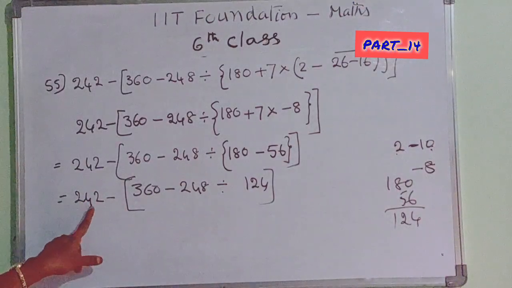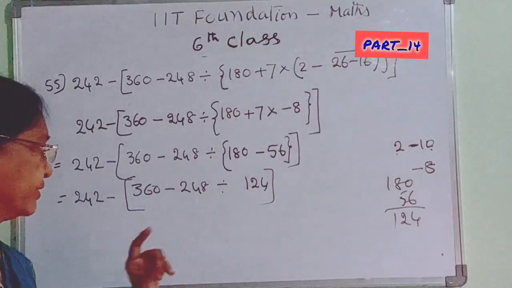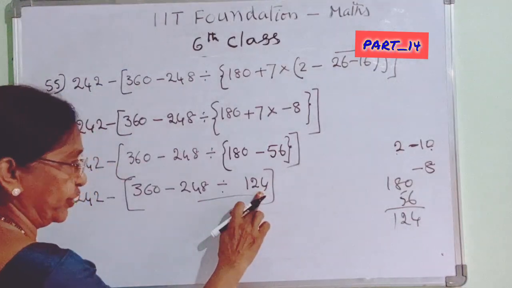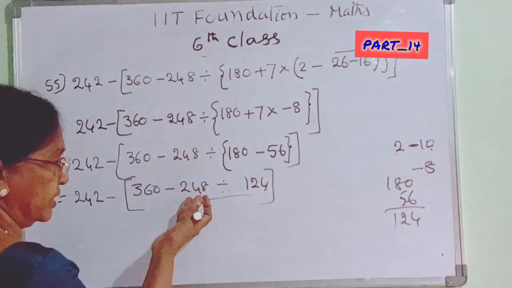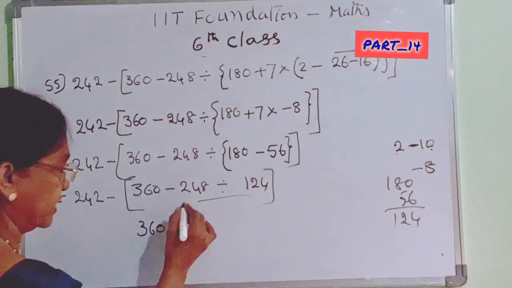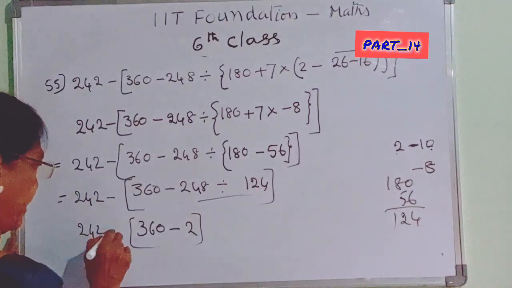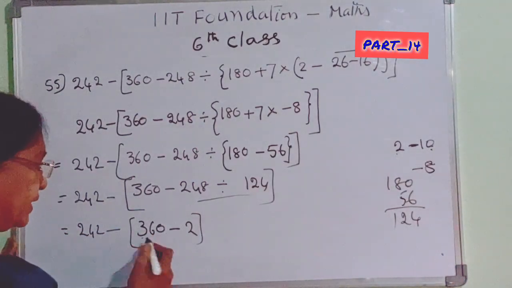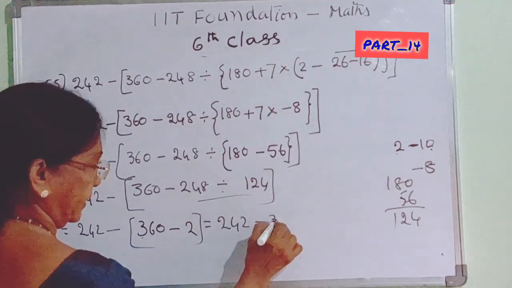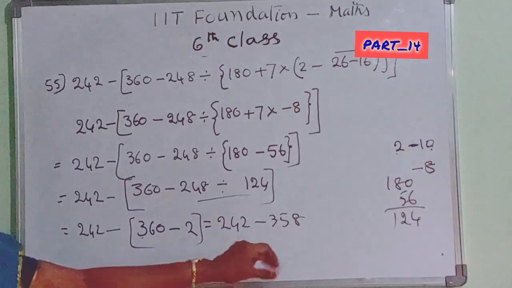Therefore, we got the expression 242 minus 360 minus 248 divided by 124. So, we have to do the division here. 248 divided by 124 is 2 because it is double the 124. Therefore, we get 360 minus 2. 242 minus 360 minus 2. 360 minus 2 is 358. So 242 minus 358.